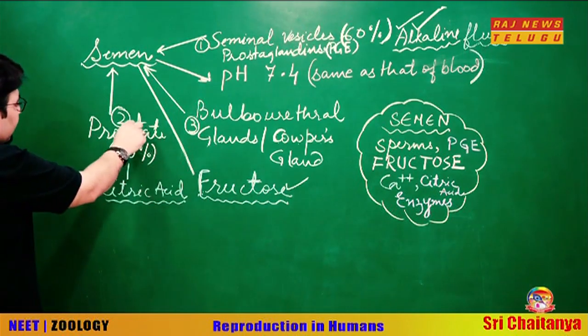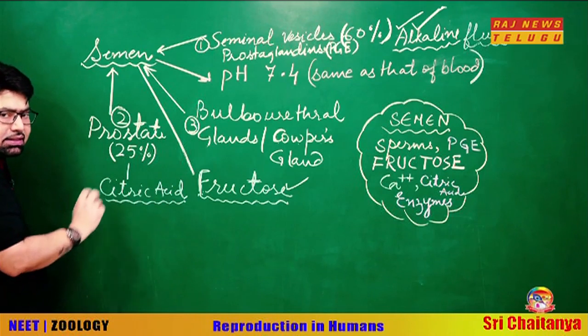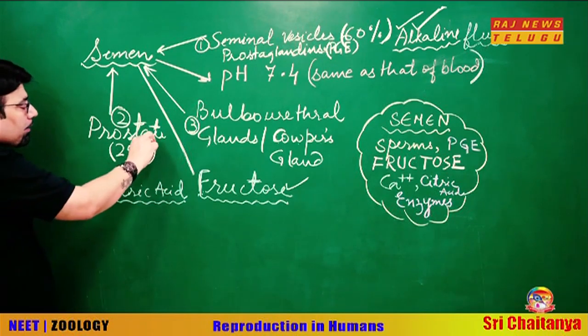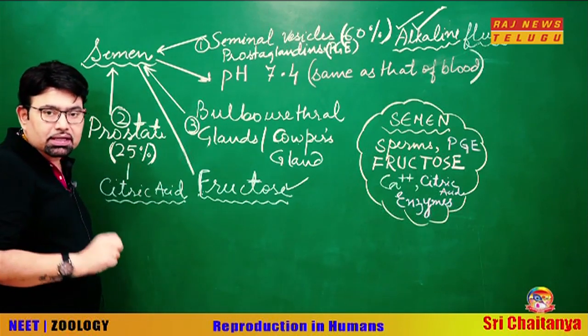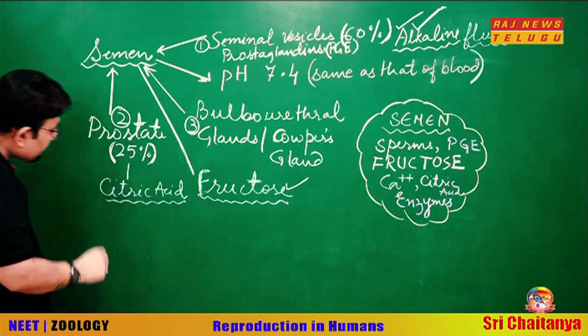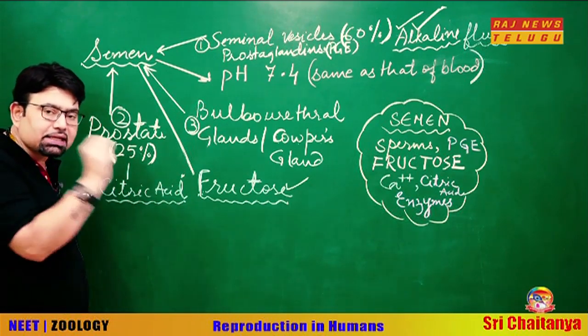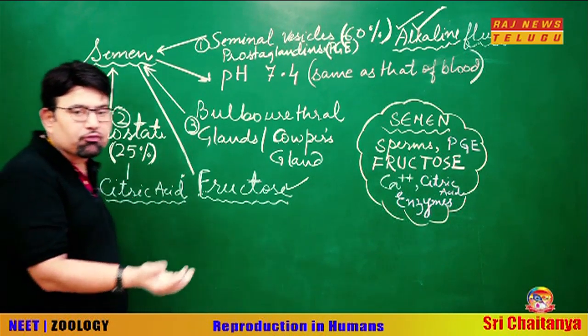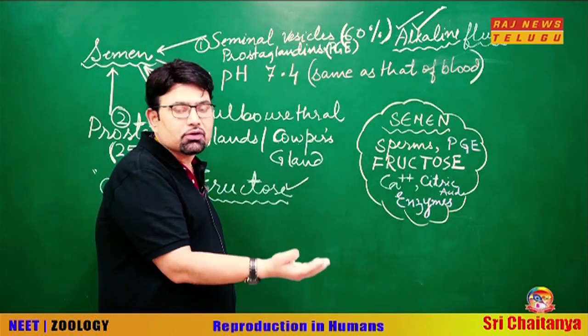The prostate gland's secretion is slightly acidic. About 25% of the seminal plasma is produced by the prostate, and it is acidic due to citric acid, and citric acid is a form of nutrient for the sperm.